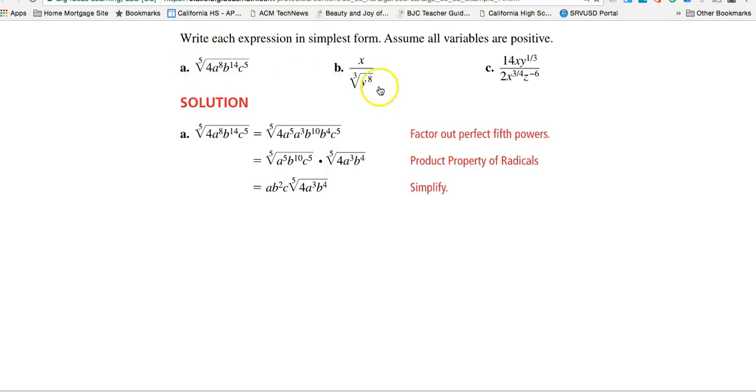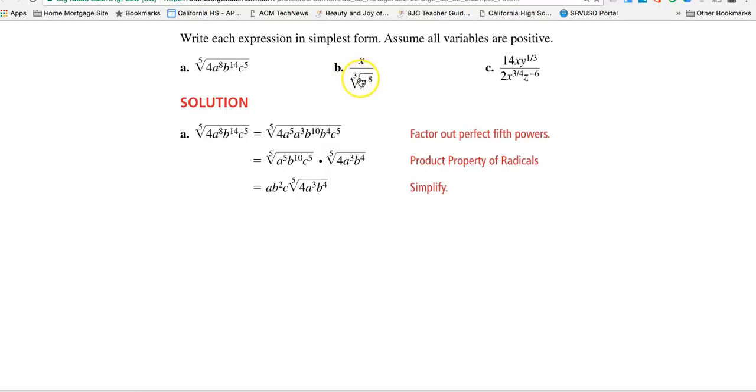Okay, now in part B, we need to simplify this. The problem with this is we have a radical in our denominator, and we can't have that. So in order to simplify this, we need to turn y to the 8th into a perfect cube so that we can simplify that and get rid of the radical. So first thing you have to do is figure out what we need to multiply y to the 8th by in order to turn it into a perfect cube. In this case, remember, our perfect factors are ones that are multiples of the index.